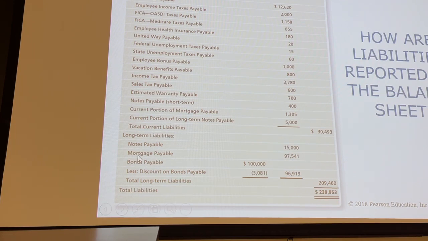And then under long-term liabilities, you see where they have bonds payable. Underneath bonds payable, it says less discount on bonds payable, and it shows a net amount, which is what we're referring to as the carrying value of the bonds payable.